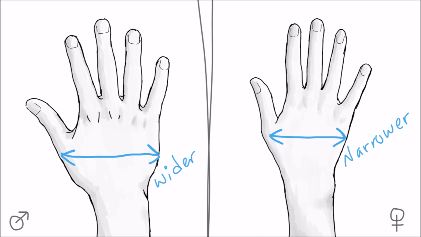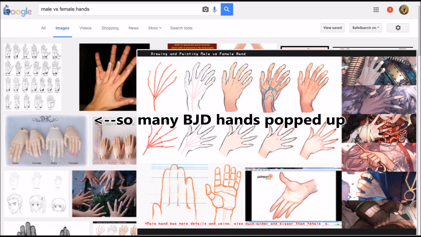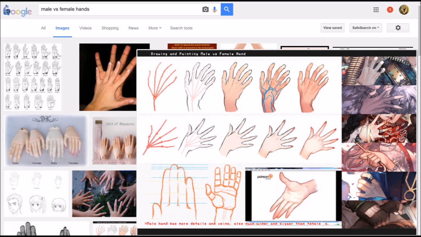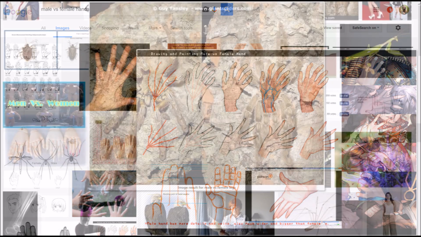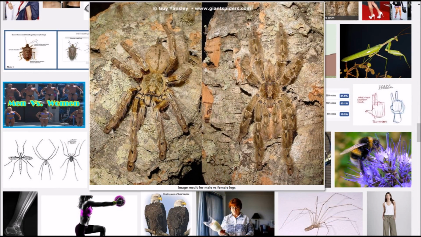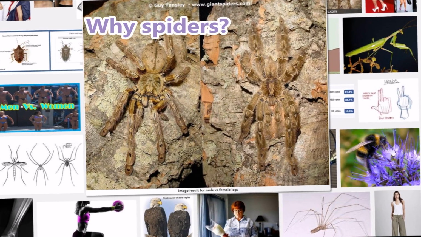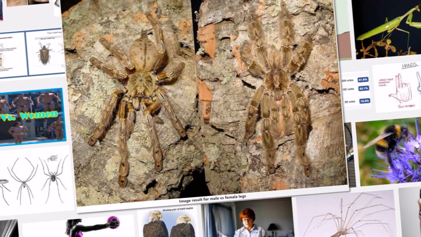Also, male hands tend to be wider and female hands tend to be narrower. And I was looking at a lot of different hands on the internet, which sounds really weird, but yes, I looked up hands on Google Images and looked at them. Male hands and female hands. Yes, I also think I found a lot of pictures of spiders. Oh no, that was when I was looking up legs. That was random. Why spiders? Why are you all here?